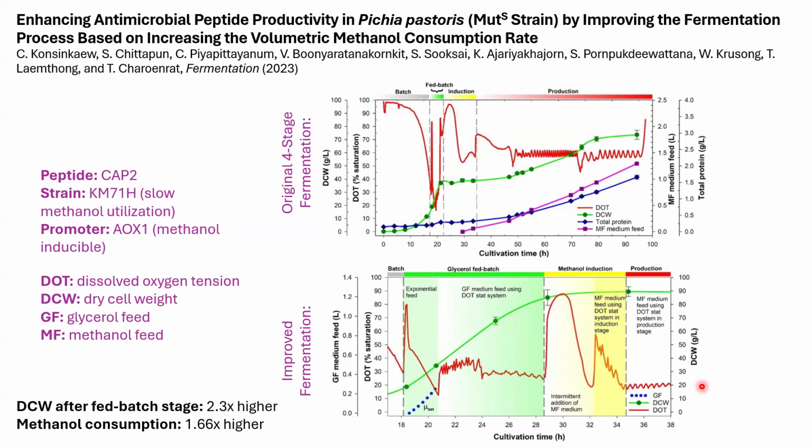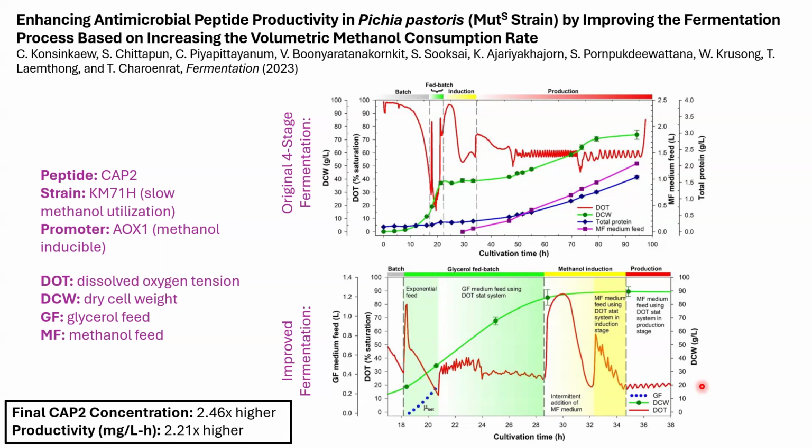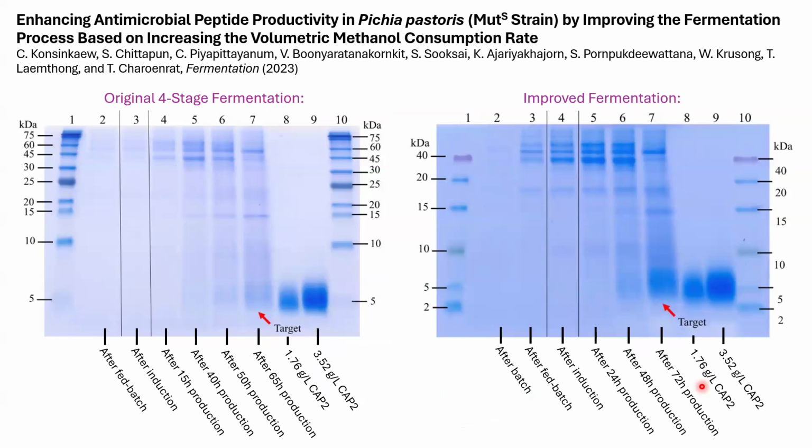After all of these changes, the final results were that a final CAP2 concentration was achieved that was 2.5 times higher than the original method, and a productivity measured in milligrams per liter per hour of 2.2 times higher was achieved. These SDS-PAGE gels show the confirmation of a protein expressed at the expected size.